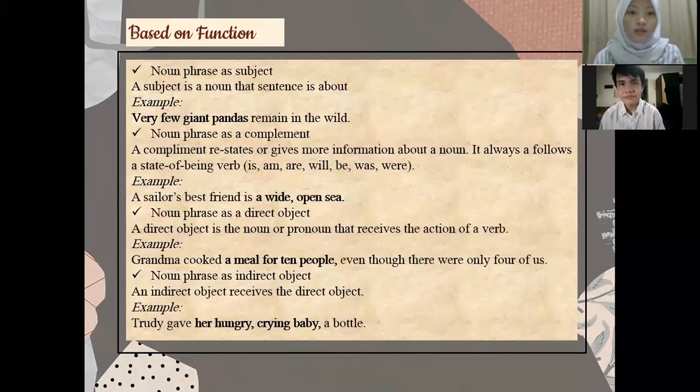And then next, based on function. The first one is noun phrase as subject. A subject is a noun that the sentence is about. Example: very few giant pandas remain in the wild.